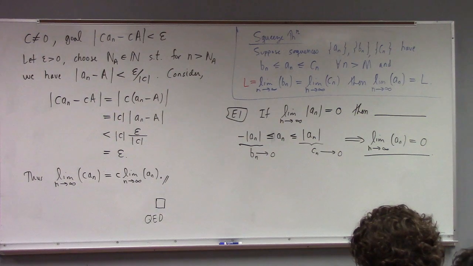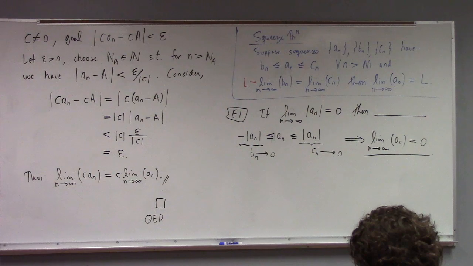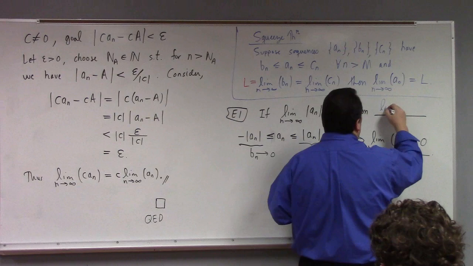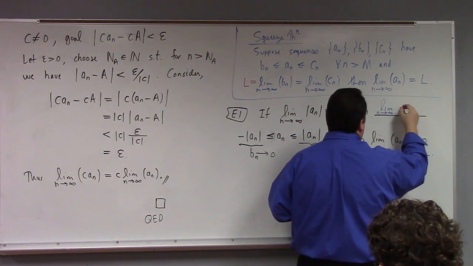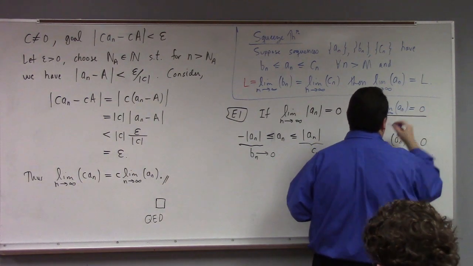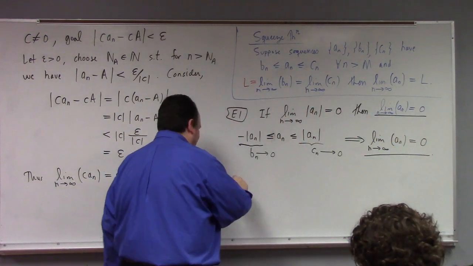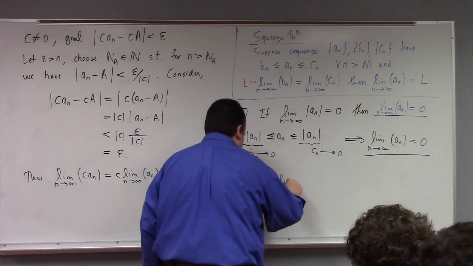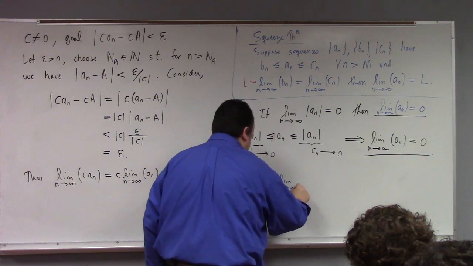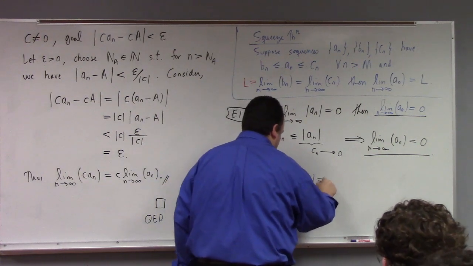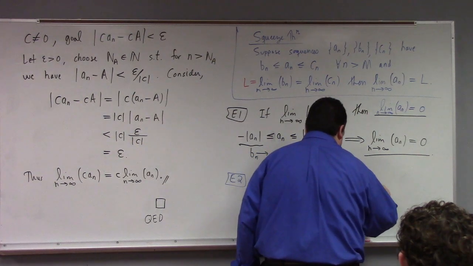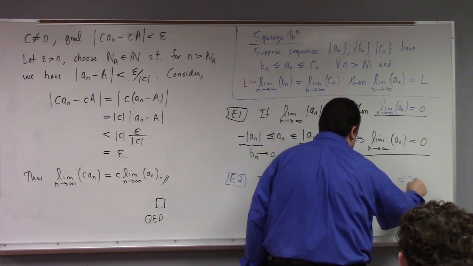In other words, if the absolute value of the sequence converges to 0, then the sequence must also converge to 0. So I can fill in the blank there. Punchline here is this. Now, here's sometimes a cautionary tale, right? If the limit as n goes to infinity of the absolute value of a sub n equals 2, it does not imply the limit as n goes to infinity of a sub n is equal to 2, right?